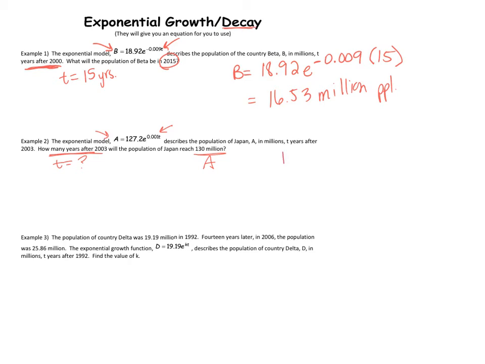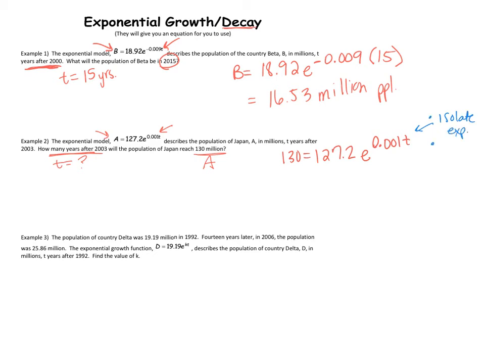So let's do it. I have 130 equals 127.2 e to the 0.001 t. Now, this one's going to take a little bit of solving, so I have to think about how did we solve exponential equations? Well, when we had an exponent on one side, what we were going to do is isolate that exponent.